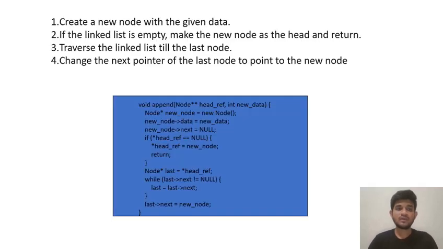In order to insert at the last, first we should create a new node with the given data. If the linked list is empty, make the new node the head and return. Traverse the linked list till the last node. Change the next pointer of the last node to point to the new node. And below is the example code.